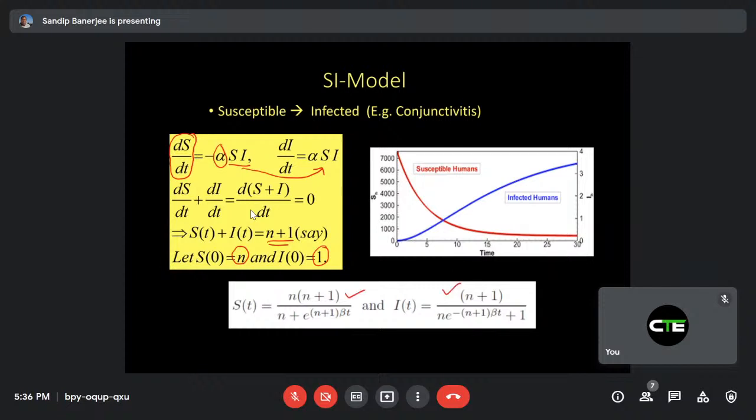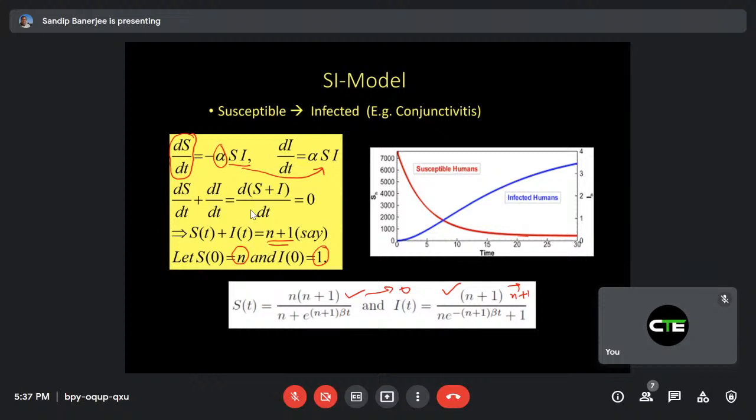As you can see, in the long run, as t becomes large, that is, as t goes to infinity, S(t) will tend to 0 and I(t) will go to n plus 1. So the conclusion is that for large t, all the susceptibles will become infected. If you plot it, you will see that the susceptible goes to 0 with time and the infected becomes n plus 1, whatever the value of n is.